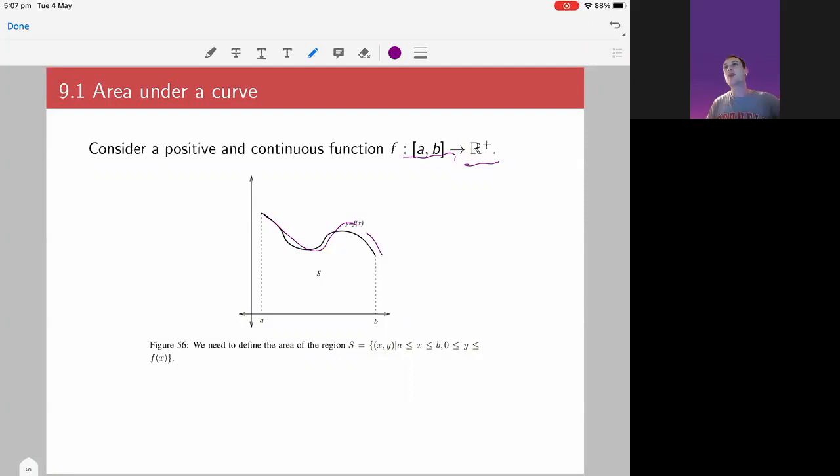Now, if you want to construct a general theory of anything, like a general theory of area, you need to have a really good understanding of what the fundamental building blocks of that theory should be. In the case of area, in the case of integration theory, the fundamental building blocks are rectangles.